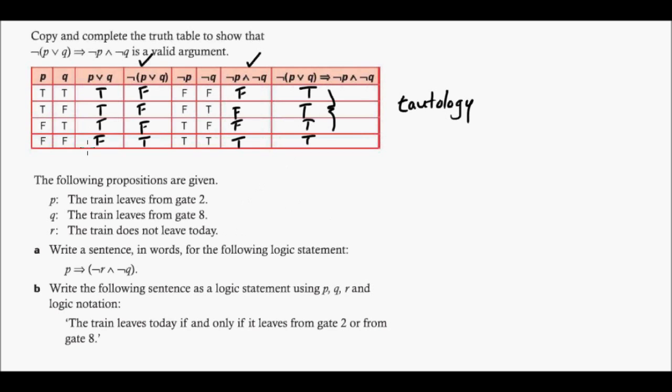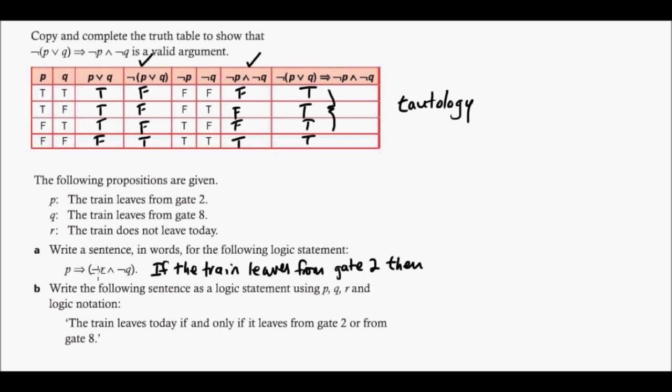Okay, let's try another one here. It says the following propositions are given. P, the train leaves from gate 2. Q, the train leaves from gate 8. R, the train does not leave today. Write a sentence in words for the following statement. Okay, so remember, anytime you see implication, you have to put the if then. So if P, the train leaves from gate 2, then. So if then is worth 1 point, that first part would be worth 1 point as well.